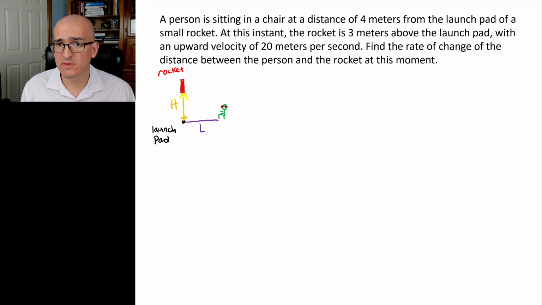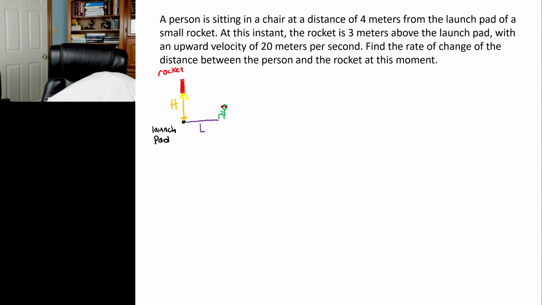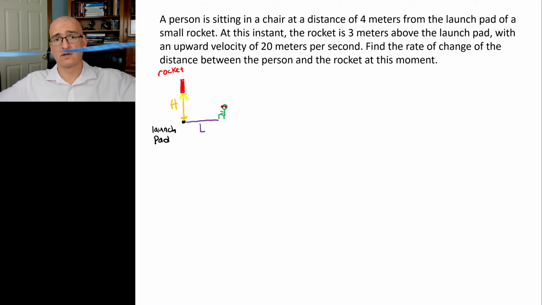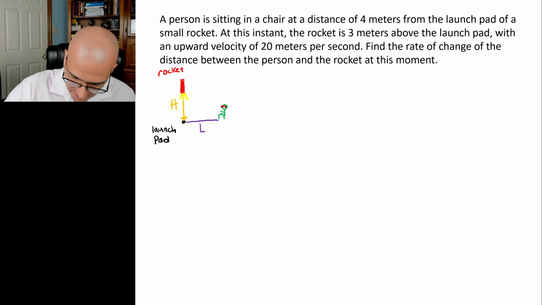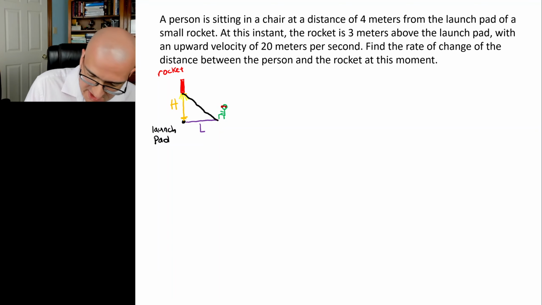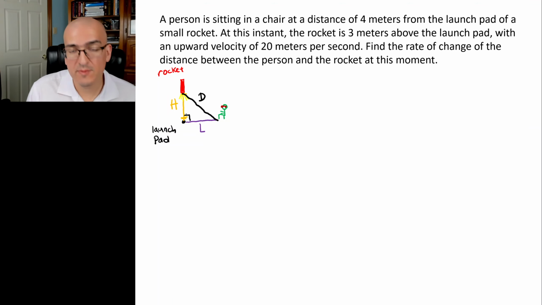Now I want to label the distance, because it's asking to find the rate of change of distance between the person and the rocket. So that's this thing again. You imagine having a measuring tape that connects the rocket to the person. You want to know what's the rate of change of that distance, and how is this measurement changing? That's the straight line distance between them. So I'll call that D, and I again make a modeling assumption that the rocket is going perfectly straight up, that the ground is flat, and that those sides meet each other at 90 degrees.